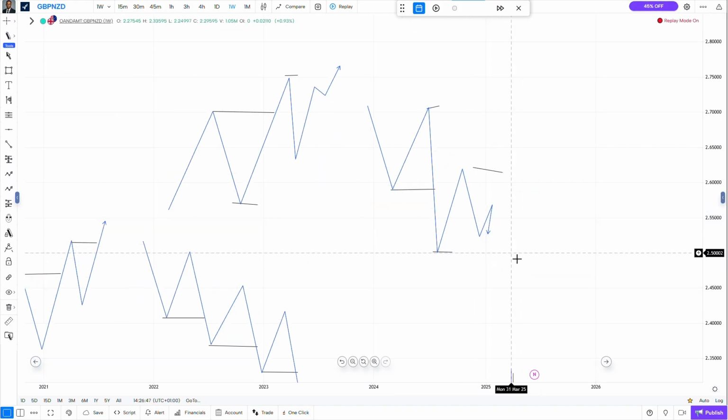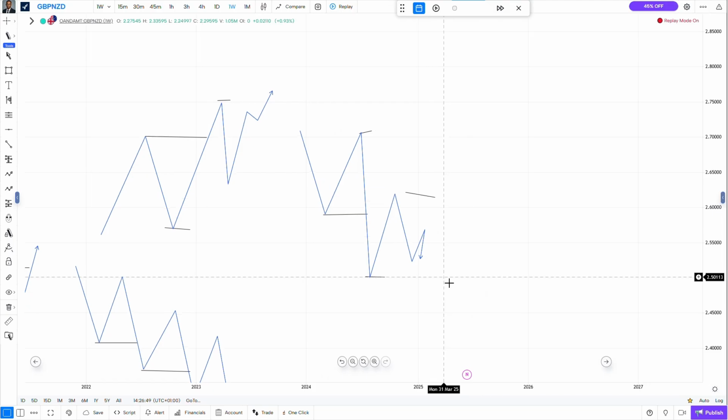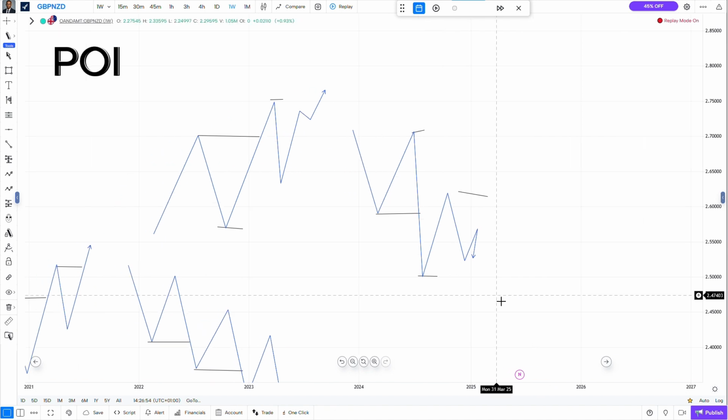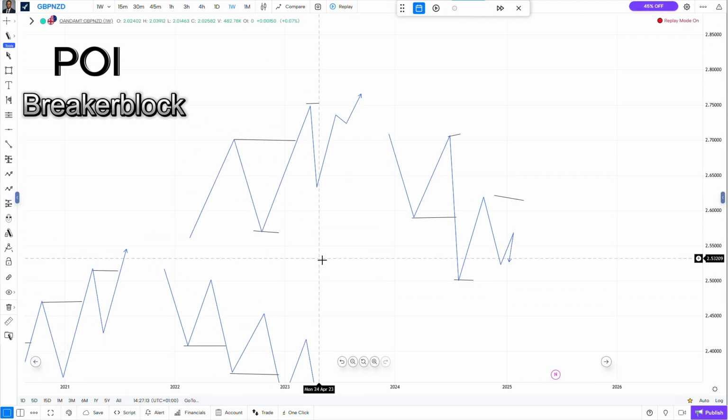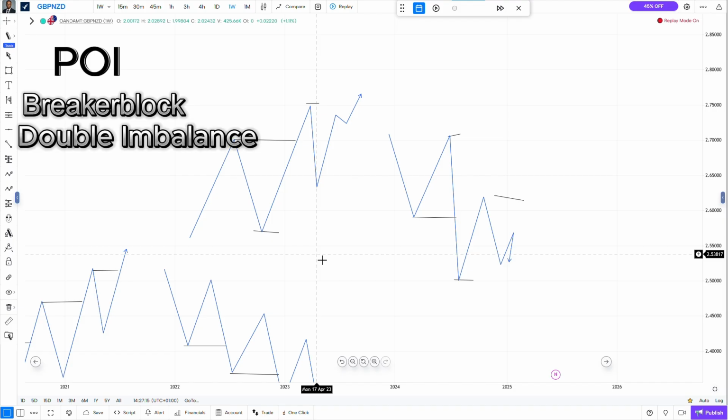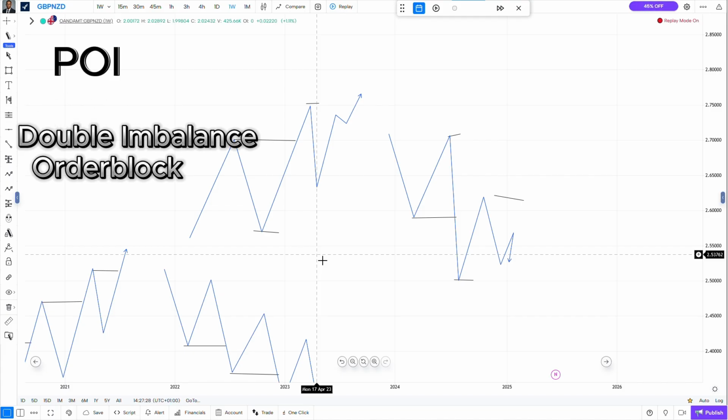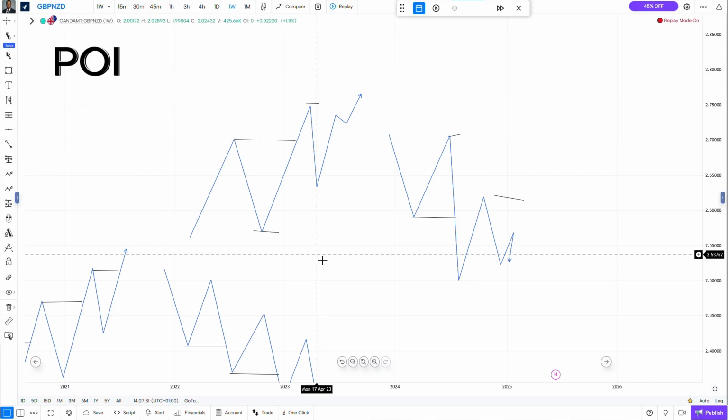The next thing I look for is my point of interest, what we normally call POI. Depending on the market structure and what I see on the chart, I pick any point of interest that is closer to my inducement. I have three types of POI: a breaker block, a double imbalance, and an order block. Any of the POIs I'm using, I want to make sure that it is the one that is closest to my inducement.